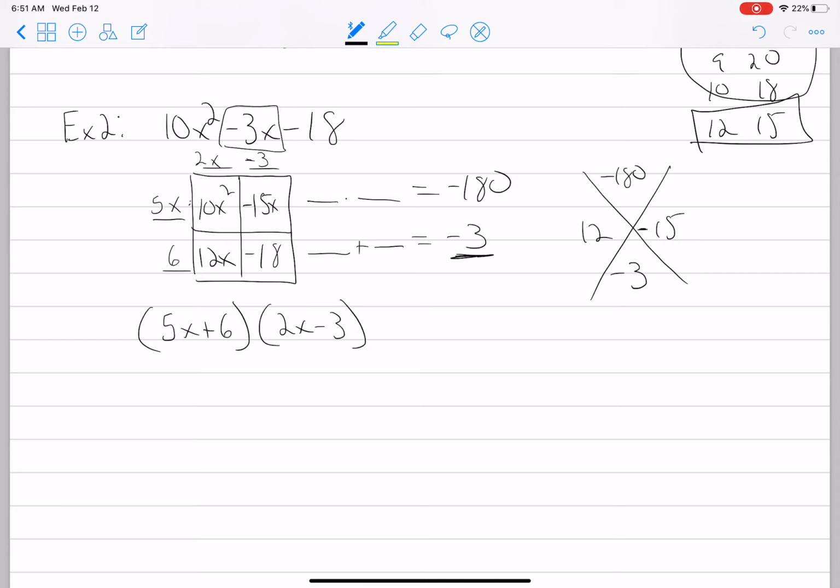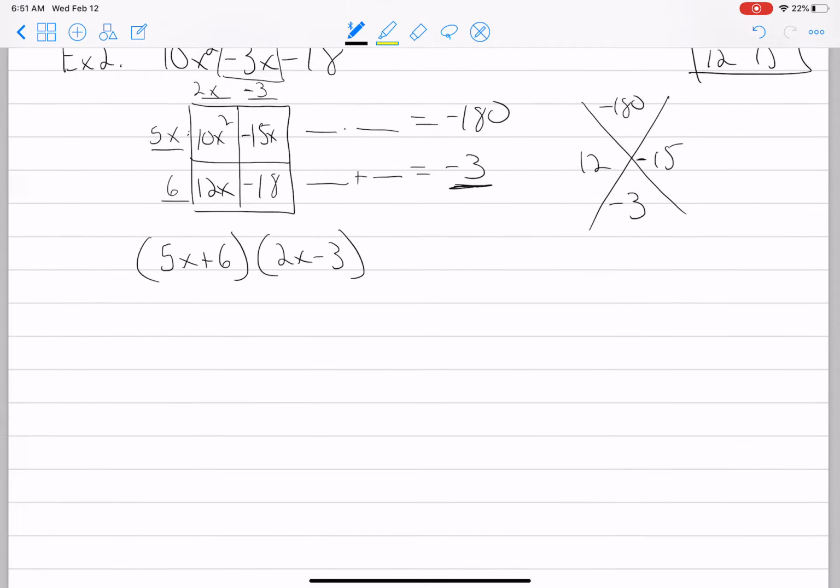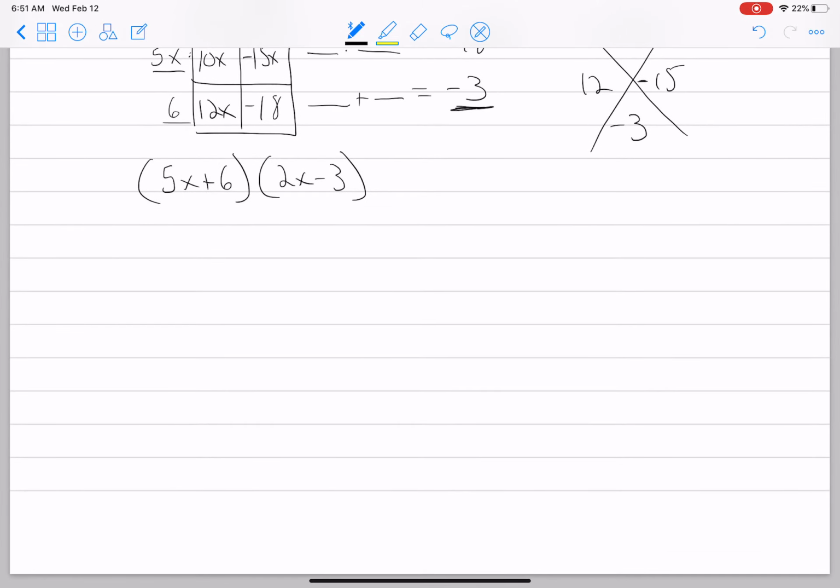Lovely, lovely, lovely. One more. This will be the last one. Example 3 says 40x squared plus 125x plus 90. Why don't you go ahead and do that one first? And I'm going to give you a hint. You should probably look for a GCF.